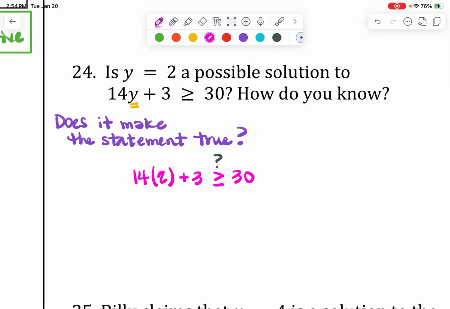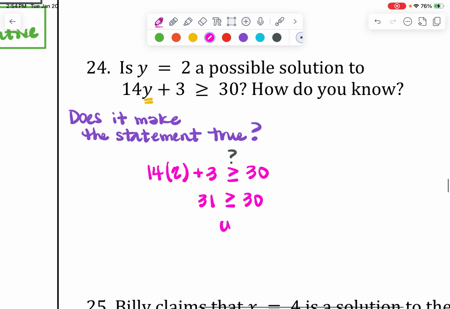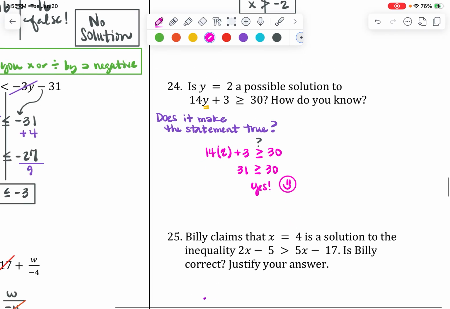28 plus 3 is 31. Is 31 greater than or equal to 30? Yes, it is. Right, that is a true statement. 31 is greater than 30. So yes, y equals 2 is one of the infinite solutions of that inequality. Okay.